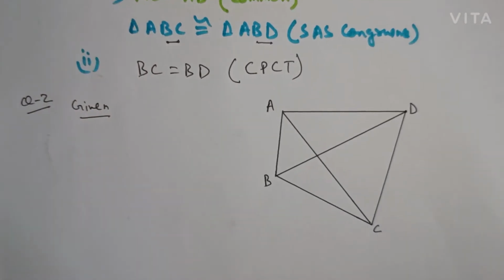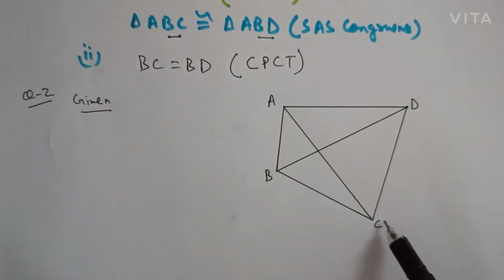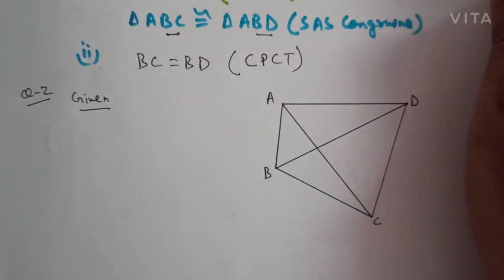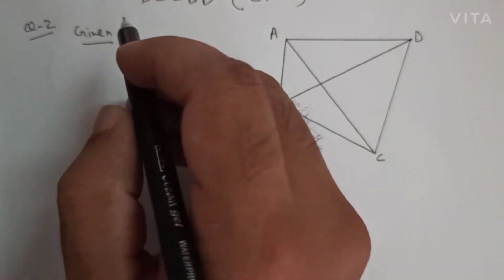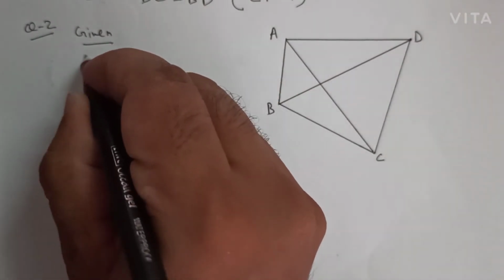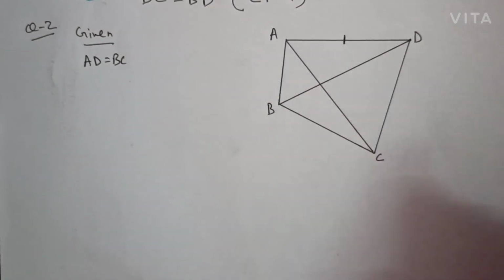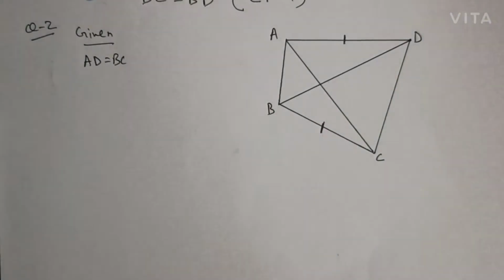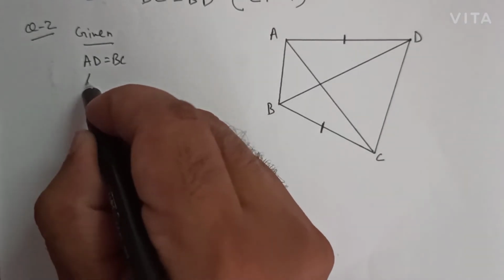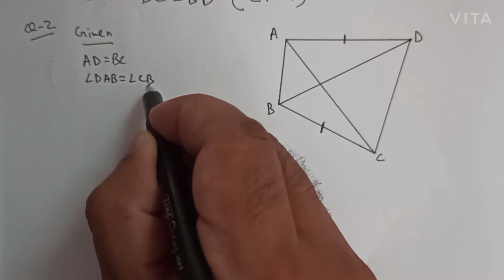Okay, in question number 2 we are given a quadrilateral ABCD. Again ABCD is a quadrilateral and given, what is given? First thing given is AD is equal to BC. AD this and BC this. These two sides are given equal. Second thing is angle DAB is equal to angle CBA. This is also given.